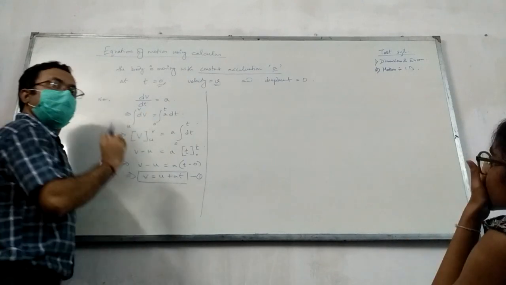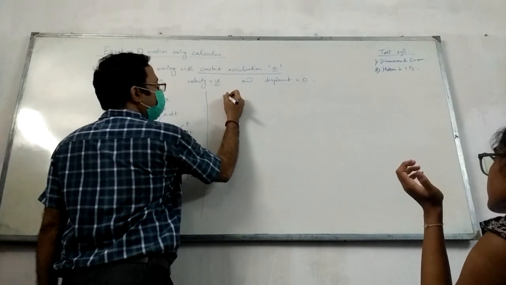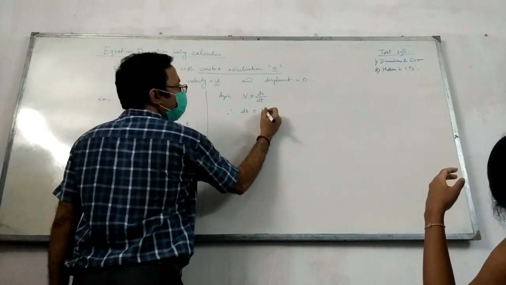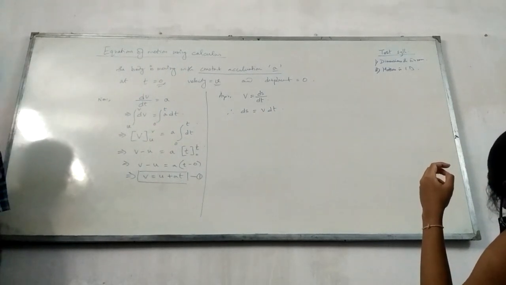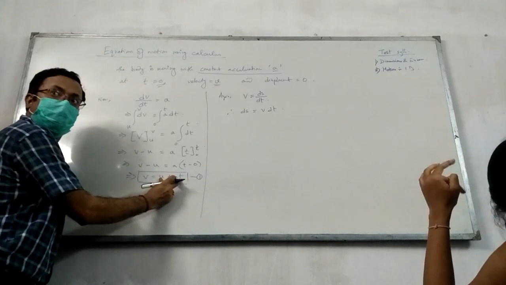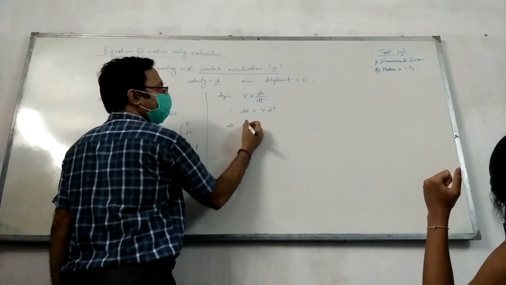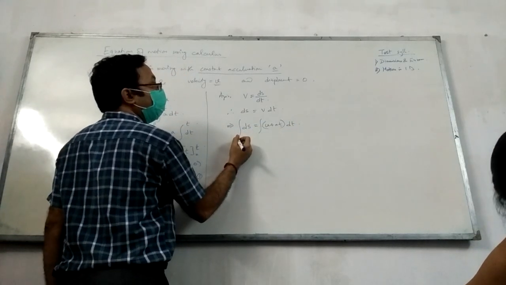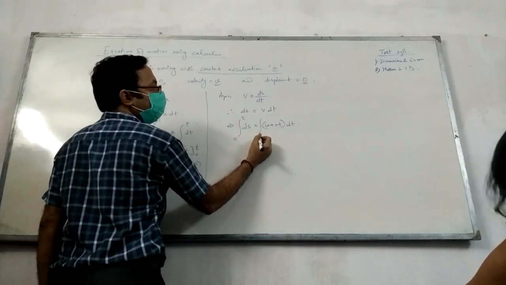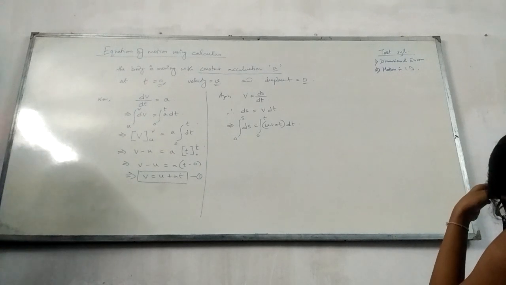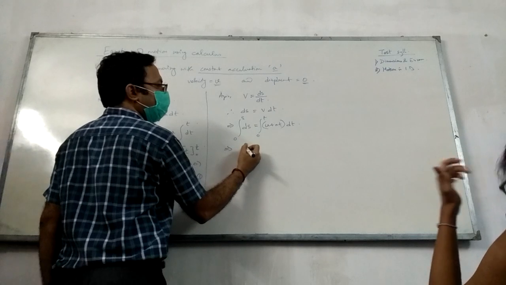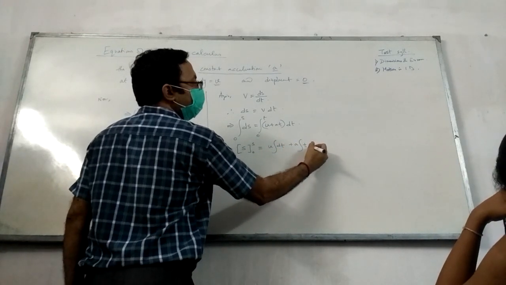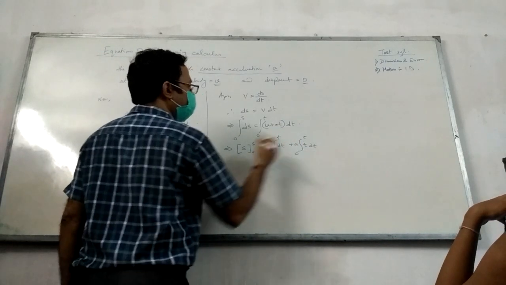Now, important thing. Next step, to find displacement, you write velocity as what? v is equal to ds by dt. So you can write ds equal to v dt. In place of v we will take this whole expression. So ds equals (u plus a t) dt. The limits will be: initial displacement is 0, so 0 to s here, and 0 to t here. Integrating, s from 0 to s equals u integration of dt plus a integration of t dt, 0 to t.